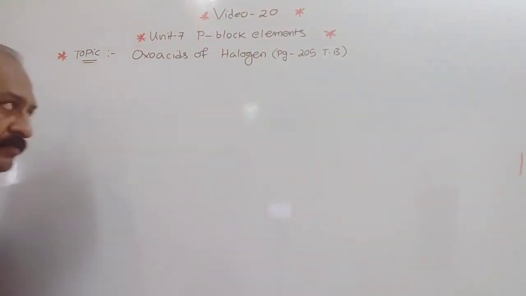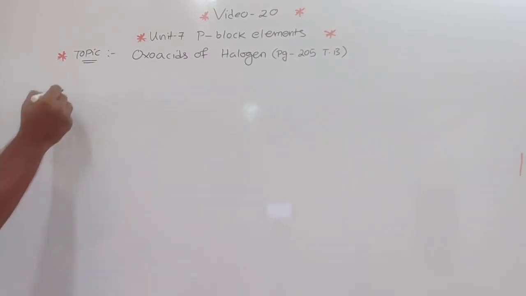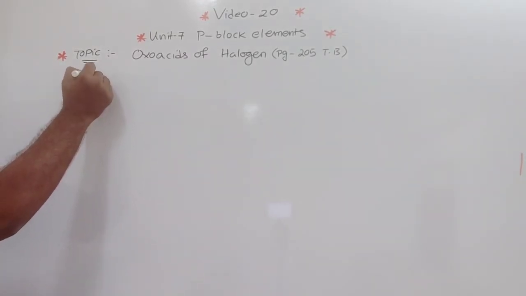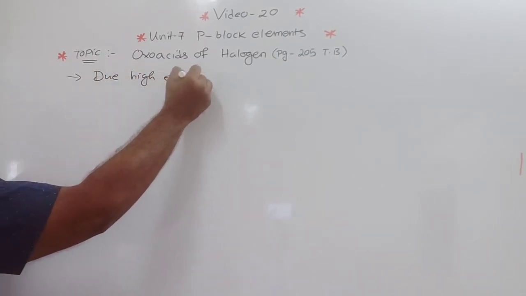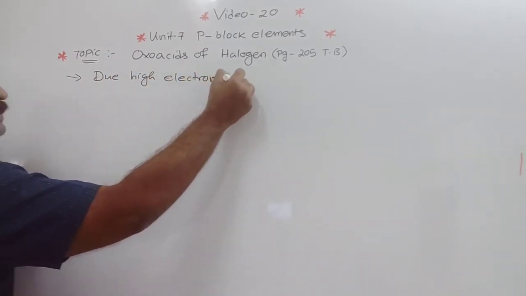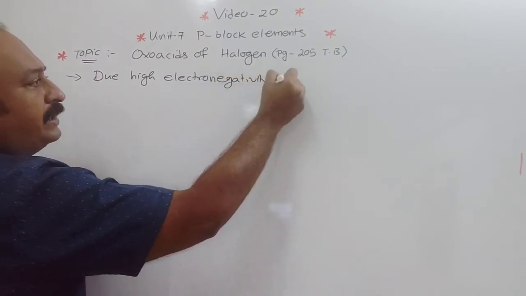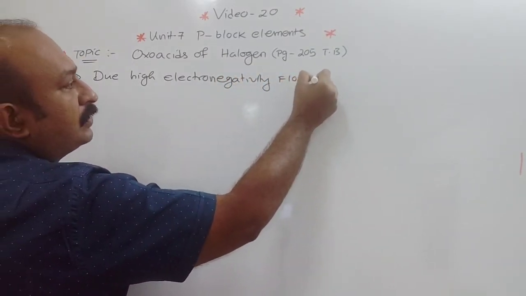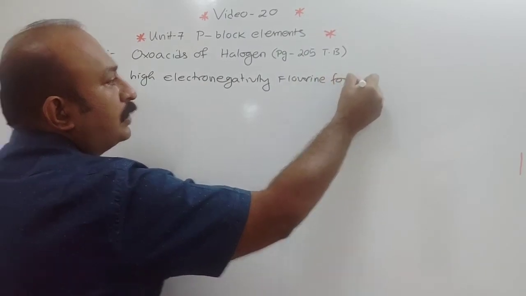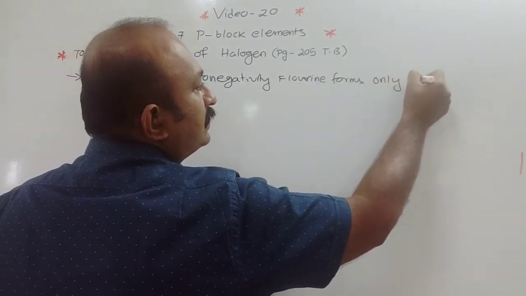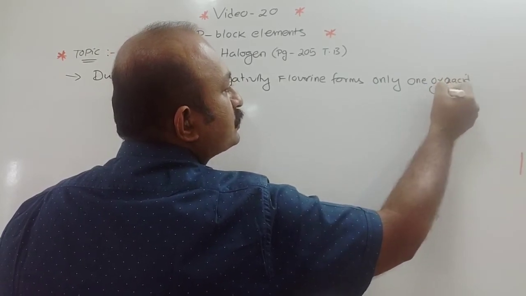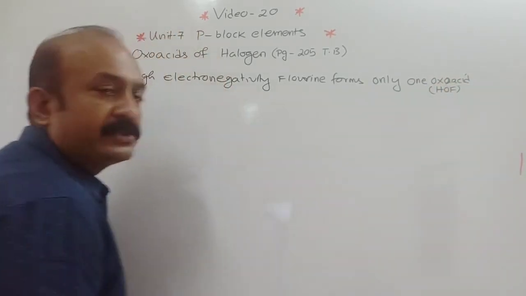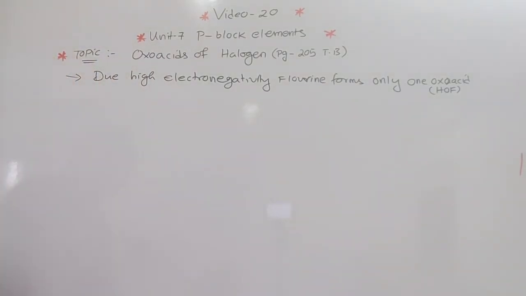So the first point you can write down: due to high electronegativity, fluorine forms only one oxoacid. Clear? And that is HOF. Okay, so fluorine forms only one acid, that is hypofluorous acid.